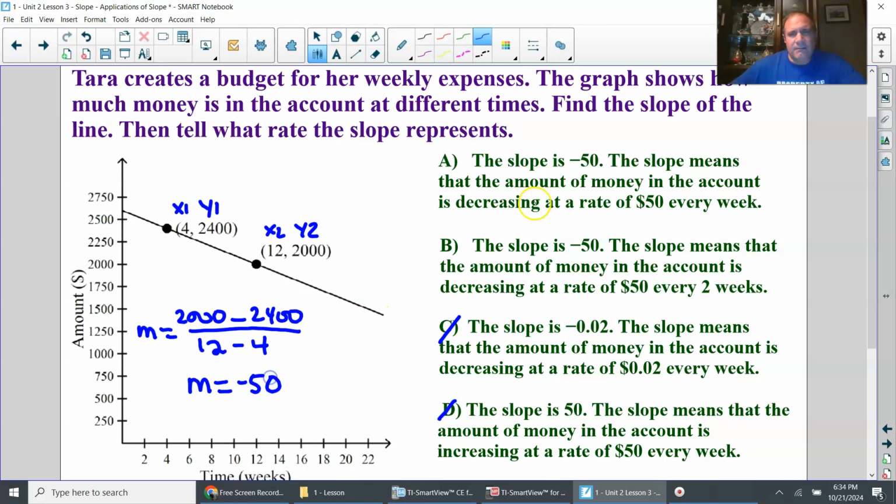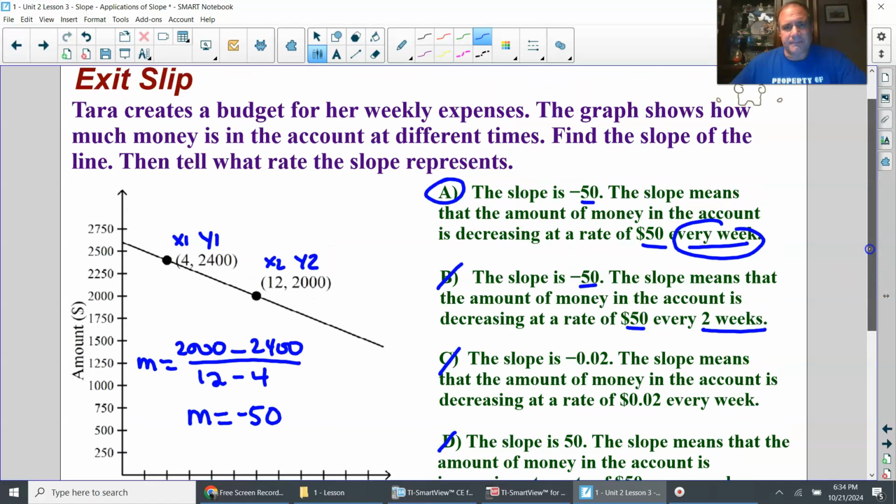And let's just read it now because both of them say negative 50. The slope means that the amount of money in the account is decreasing at $50 every week. That's 1. Remember, a slope is always to a unit of 1. And the slope of negative 50 means the amount is decreasing at a rate of 50 every 2 weeks. We are not talking about 2 weeks. Remember, rate is every 1 week. It's to a unit of 1. So A is your answer, and that is it.